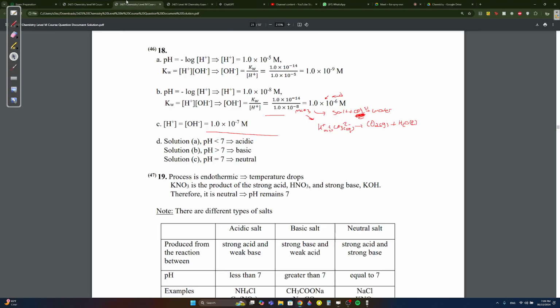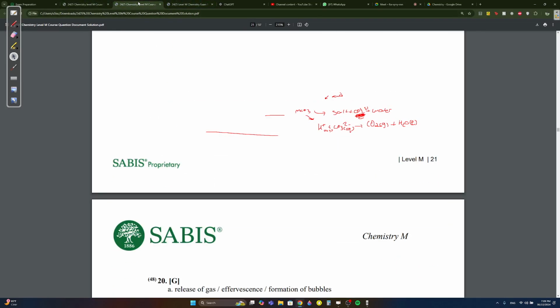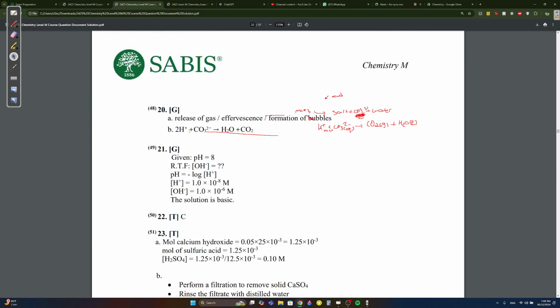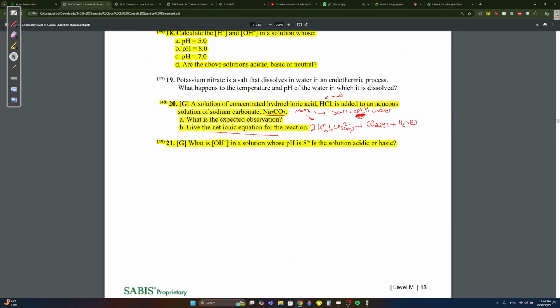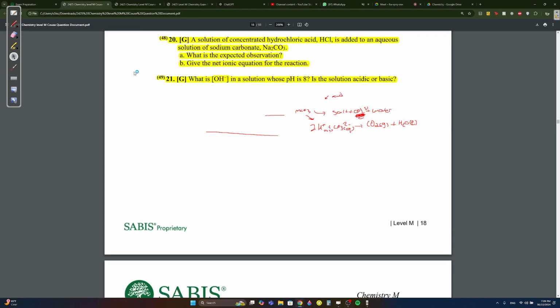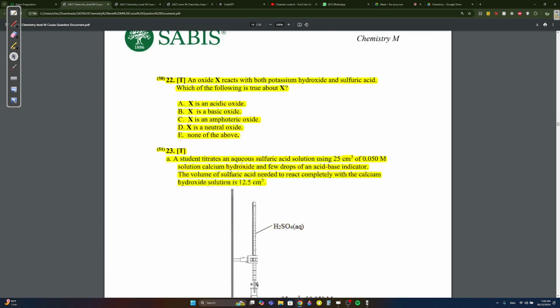Let me just check the solution so I don't mess up. Okay. Balance. Okay. What's the OH in pH 8? pH 8 means H plus is 10 to the power of negative pH, 10 to the power of negative 8. How much should OH be? 10 to the power of negative 14 divided by 10 to the power of negative 8, so you can get 10 to the power of minus 6.